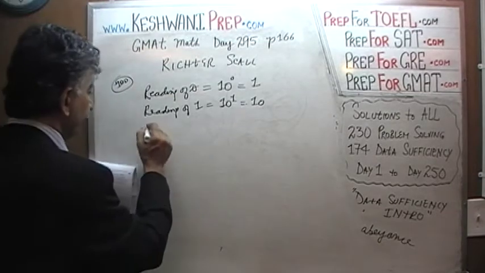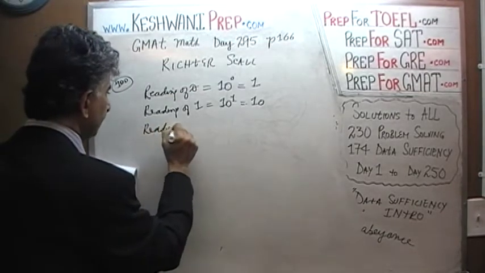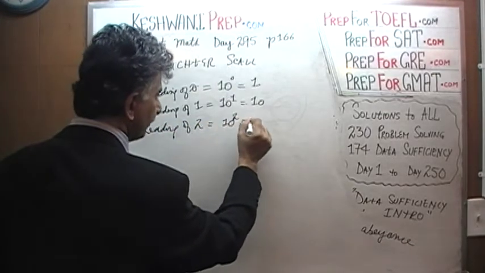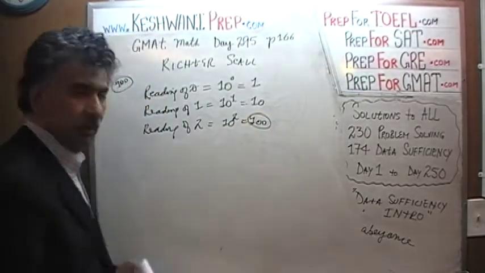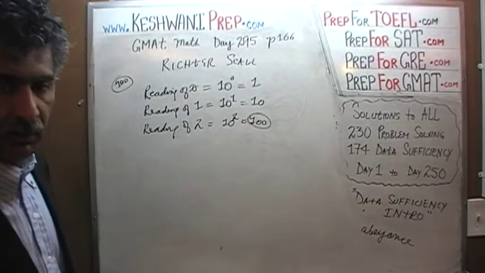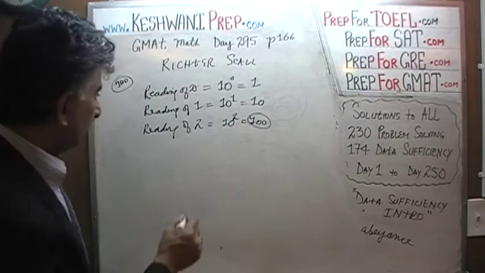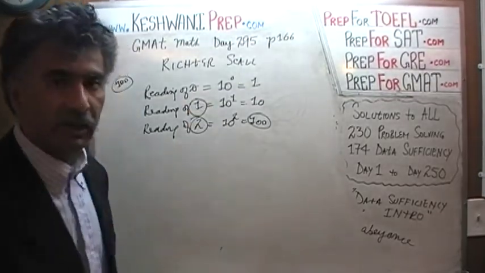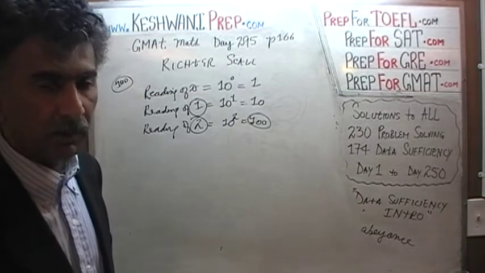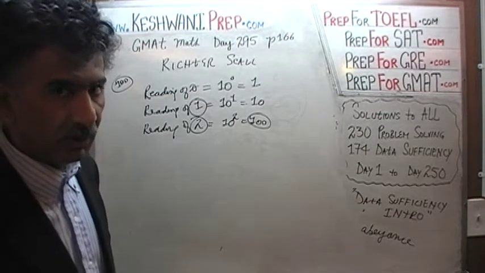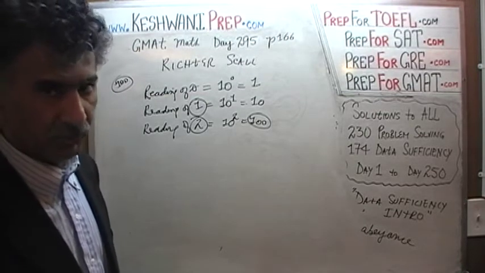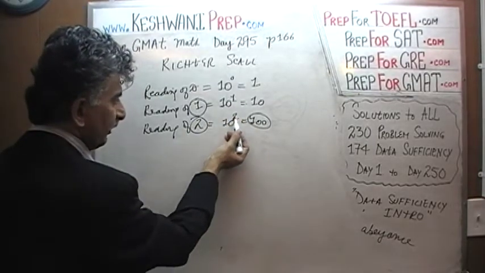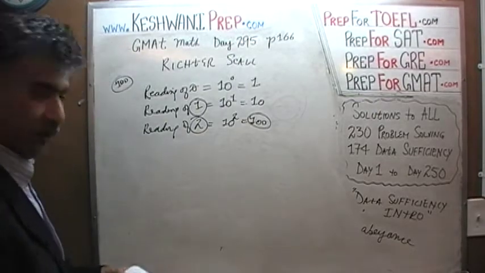Let's keep on going. A reading of 2 would imply 10 raised to 2, which is 100. And therefore, on Richter's scale, an earthquake with the magnitude of 2 is 10 times as strong as an earthquake of magnitude 1. It is not twice as strong. It is 10 times as strong because 1 represents 10 raised to 1, 2 represents 10 raised to 2, and so on and so forth. And it goes on forever.